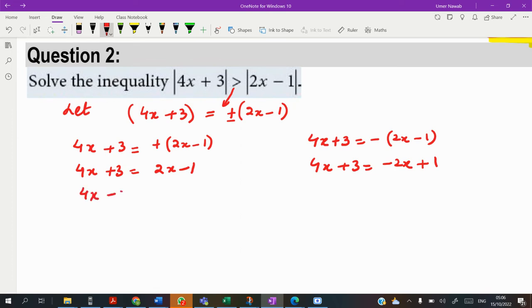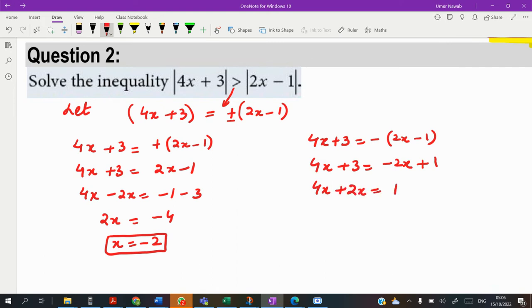Now 4x minus 2x minus 1 minus 3, 2x is equals to minus 4, and x is equals to minus 2. This is the first critical point. 4x plus 2x, 1 minus 3, 6x is equals to minus 2, and x is equals to minus 1 over 3.